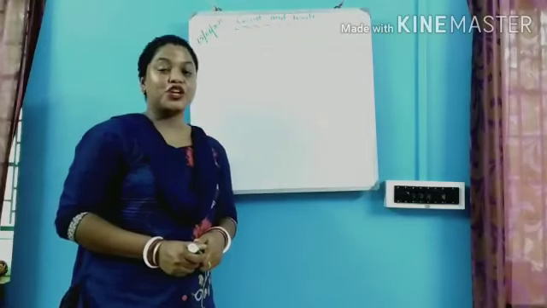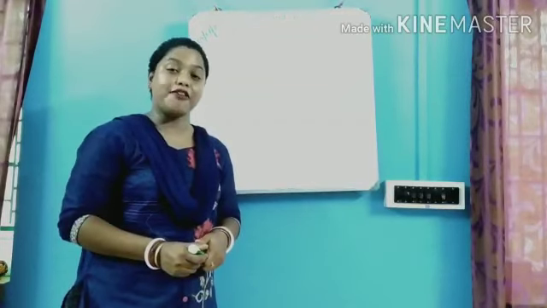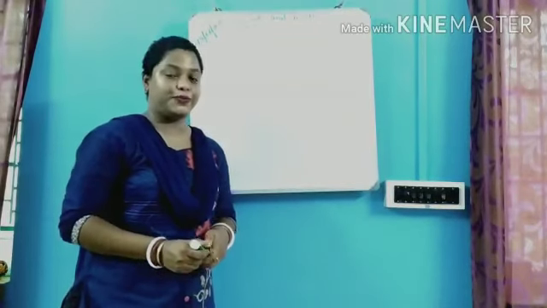So, children, as you all know, you have already learned the identification of number 1 to identification of number 5, right? Yes. So, today we will repeat it once again. Now, everybody look at the board.